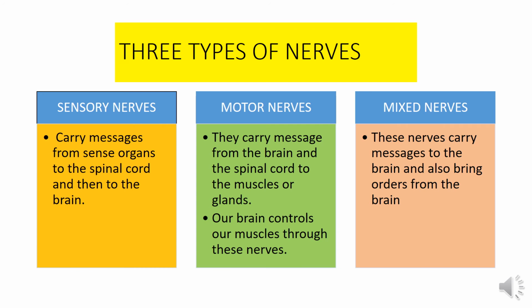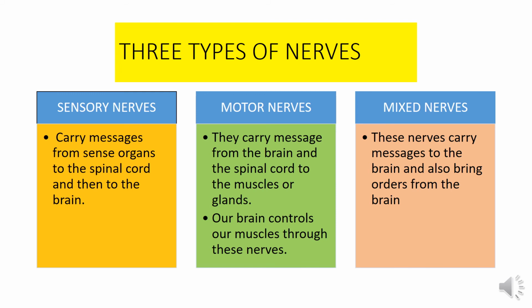Motor nerves. Second is motor nerves. What do these do? Our brain controls our muscles through these nerves. These are for the muscles. They carry messages from the brain and the spinal cord to the muscles or glands. Basically they control our muscles. Motor nerves are for the muscles.